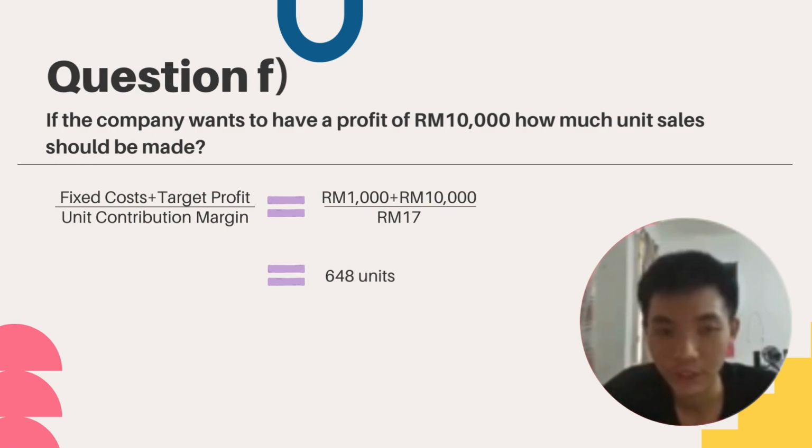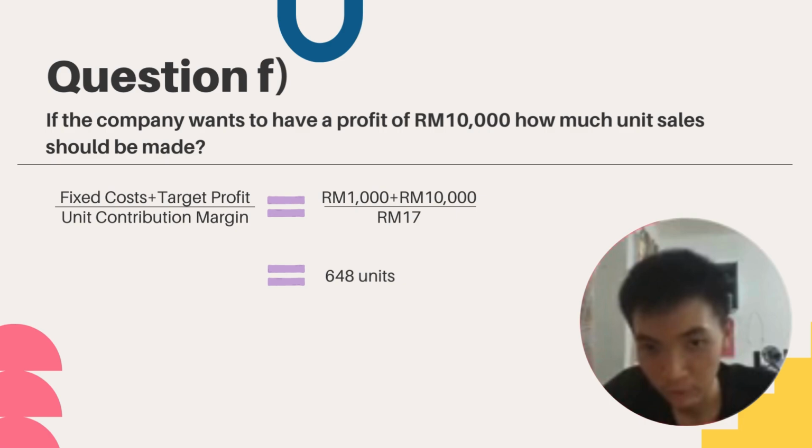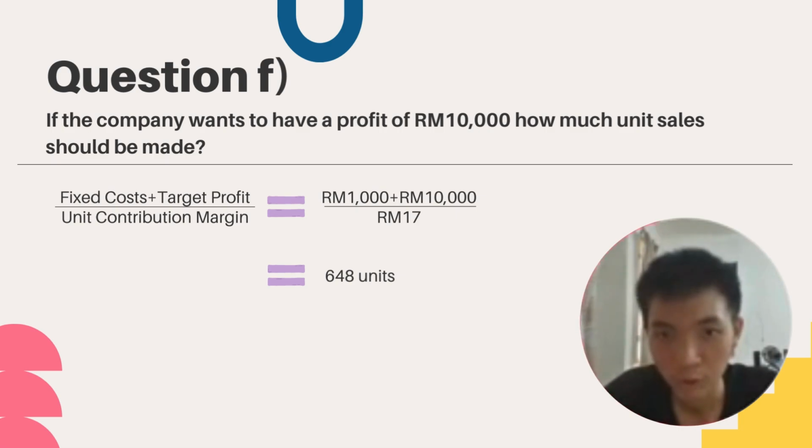Okay, I will proceed to the last question, which is if the company wants to have a profit of 10,000, how many units should be sold? So by applying the formula, which is fixed cost plus target profit divided by unit contribution margin, we add 1000 with the 10,000 target profit and then divide by the unit contribution margin, which is 17. The result shows the company needs 648 units to hit the profit of 10,000.